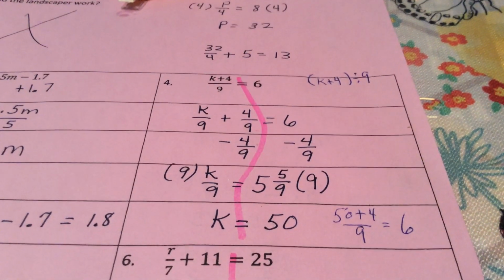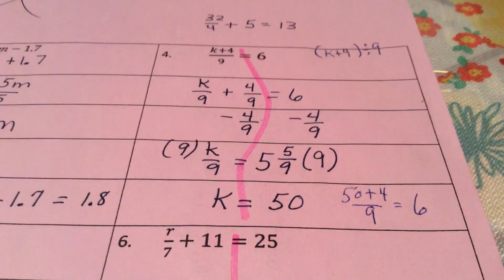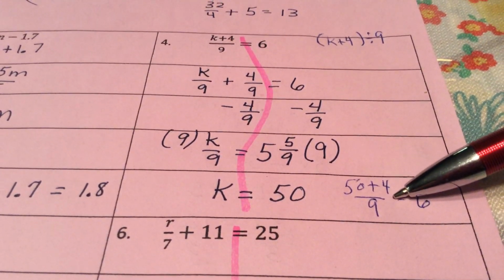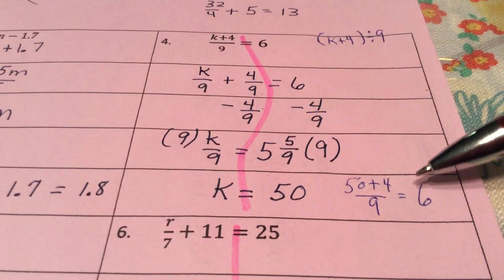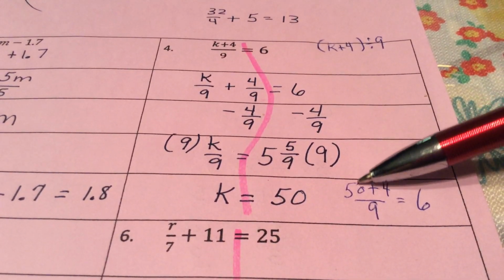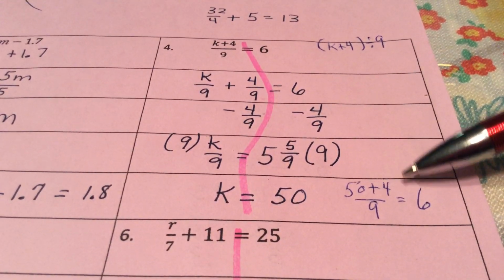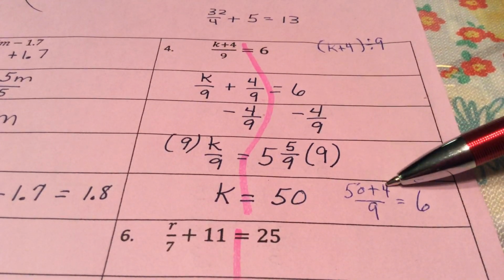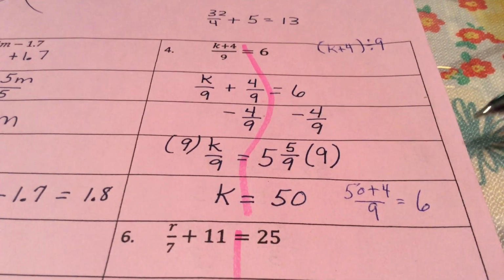Now let's see what happens when we put this into our calculator. When you put this into your calculator, you either need to put parentheses around the 50 plus 4 or hit the equal key before you divide by 9. So let's do it this way. Let's take 50 plus 4, hit the equal key so you add them first, and then divide by 9.